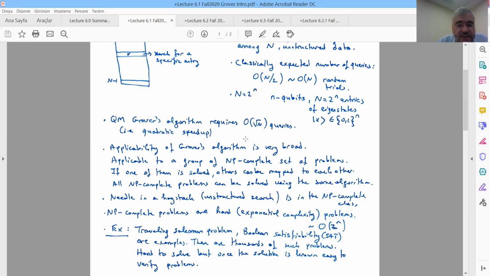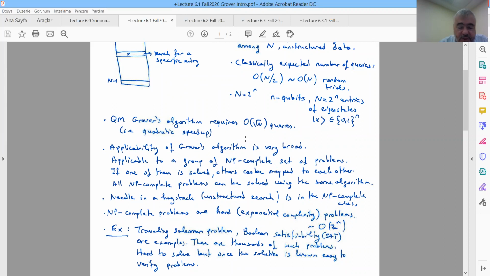The importance of Grover's algorithm stems from the fact that its application is very broad. It is applicable to a group of problems that we call NP-complete problems, non-deterministic polynomial complexity problems. In the theory of computation, these represent a class that's exponentially difficult to solve, but once you know the solution, it's very easy to validate. For instance, the factorization problem is exponentially complex, but once you know the factors of a number, it's very easy to validate. NP-complete problems are like this.